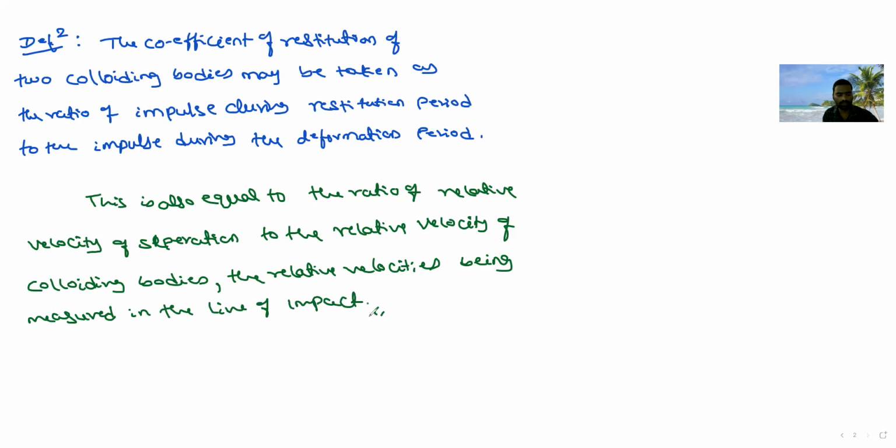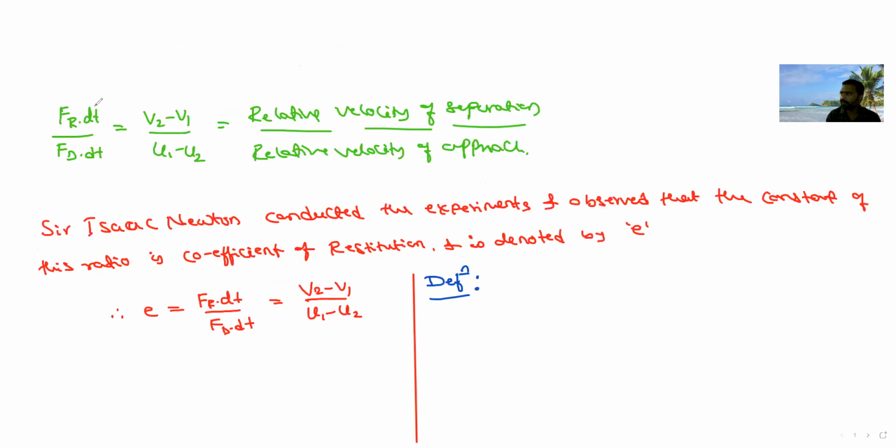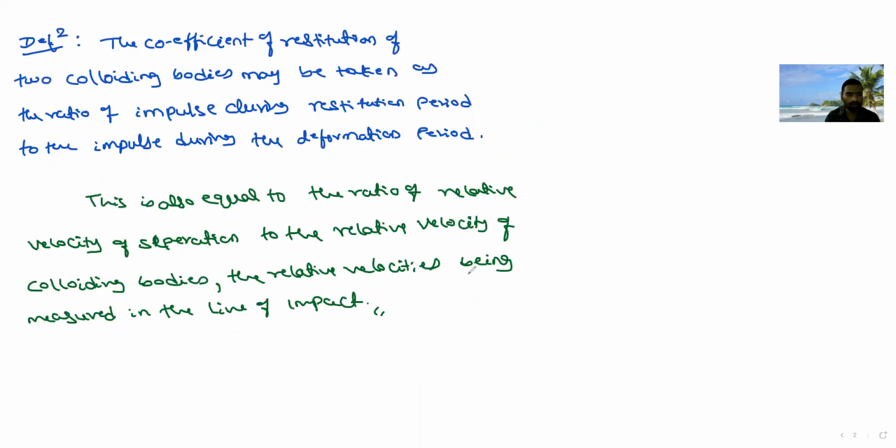Okay, so this is the definition for the coefficient of restitution. So here you have seen the derivation. Fr dt is the impulse during the restitution period, and Fd dt is the impulse during the deformation period. So the coefficient of restitution is the ratio of impulse during the restitution period to the impulse during the deformation period. This can also be written as the relative velocity of separation to the relative velocity of approach of the colliding bodies, the relative velocity being measured in the line of impact. Is it clear, everyone?